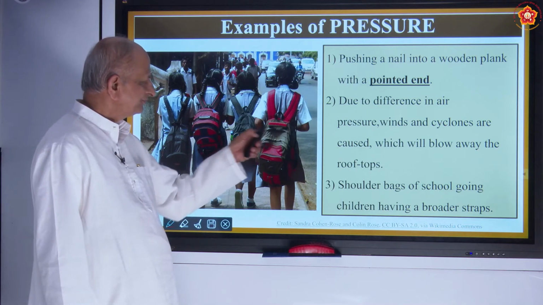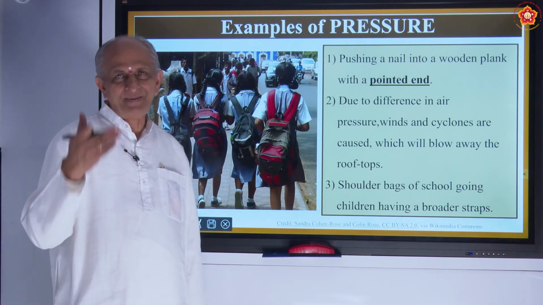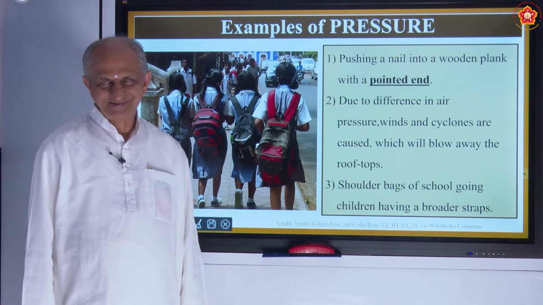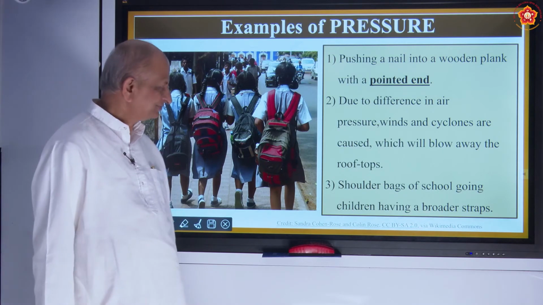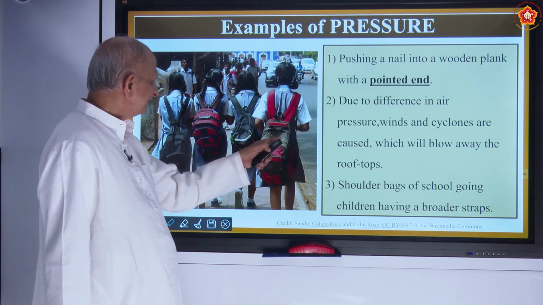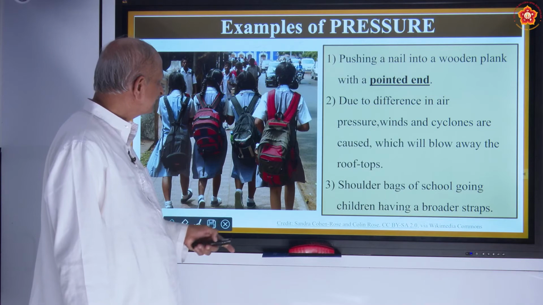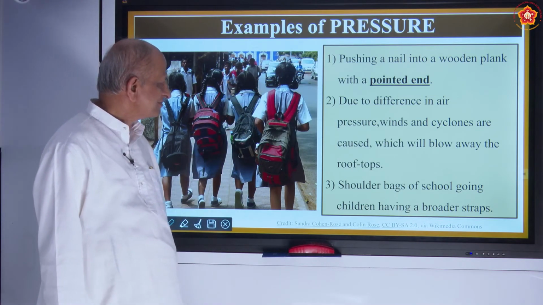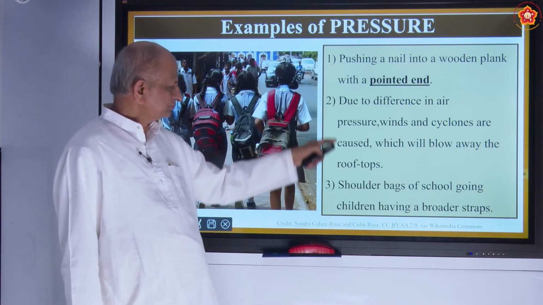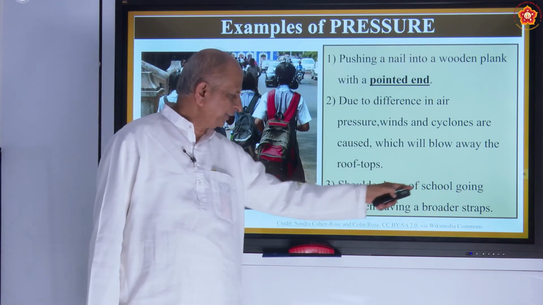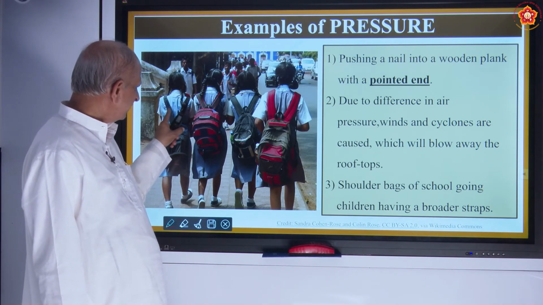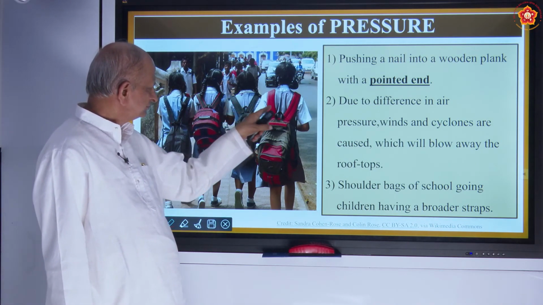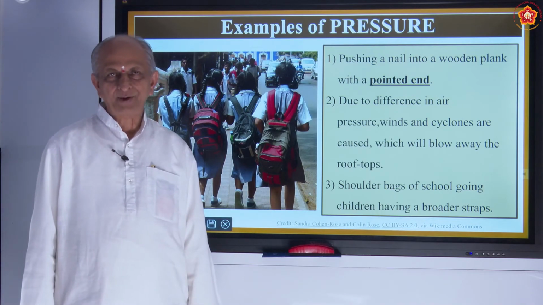See here, the girls may be happy that their photos are there. What about the boys? Same story with the boys also. What are they doing here? They are carrying school bags. So they are nearing school now. The shoulder bags of school-going children have broader straps. See, these are called straps here. These straps are broader. Why is it broader?